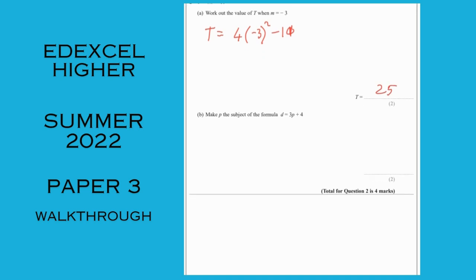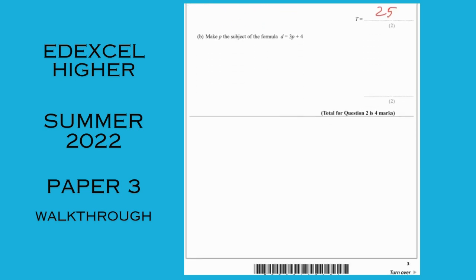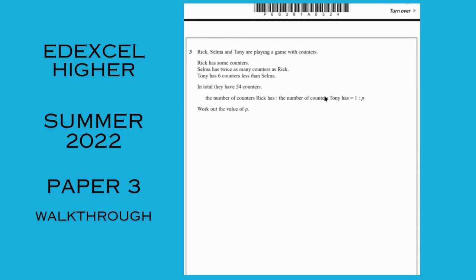Deliberate mistake, honest. Making P the subject, that's all about doing opposites, also called transposition of formula. So to get P equals, that's the target, you want to be subtracting 4 from both sides. And then divide both sides by 3. And again, how much working out you choose for that is entirely up to you.